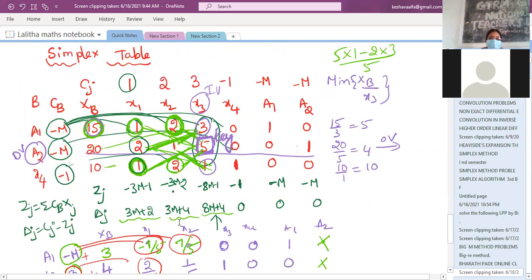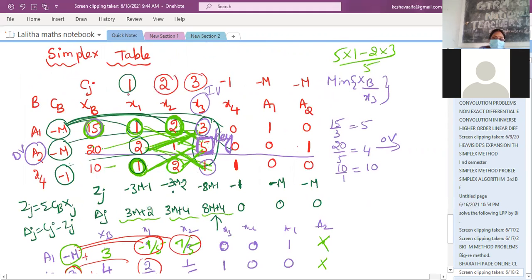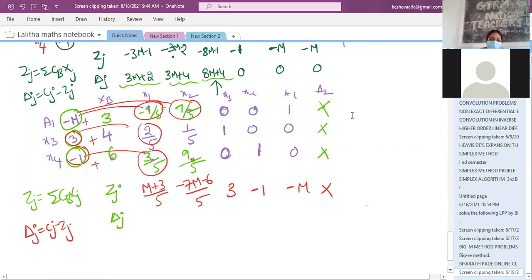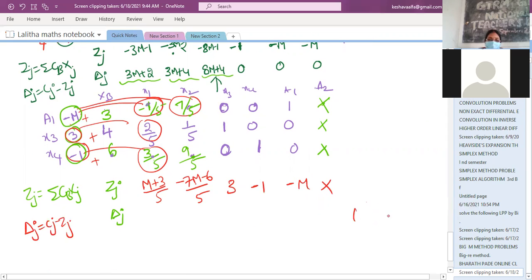The Cj column values are 1, 2, 3, minus 1, minus M, minus M. So subtract Zj minus Cj. First value: 1 minus of minus M plus 3 by 5, so we get 5 minus M minus 3 by 5, that is minus M plus 2 by 5.